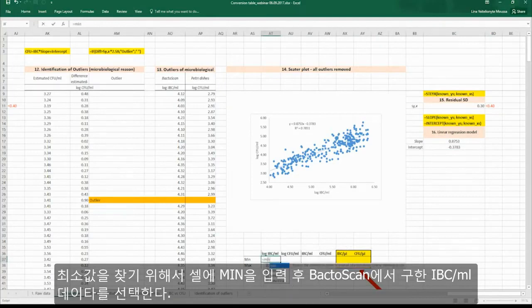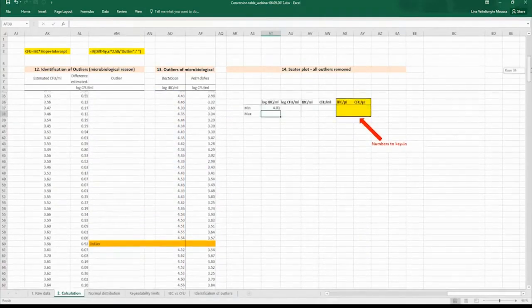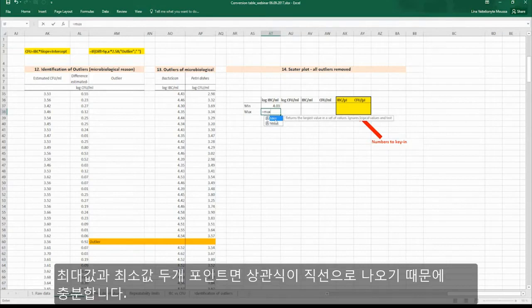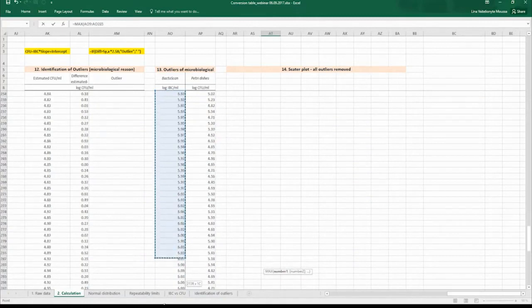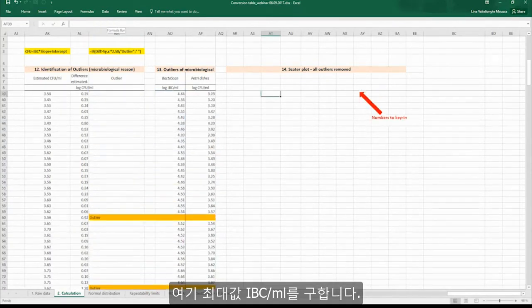To look for minimum IBC value, we are typing minimum and we are selecting IBC per milliliter, data from BactoScan. And the same we are doing with the maximum value. Because we have linear regression, 2 points is enough for our conversion table. And here we have maximum IBC per milliliter.